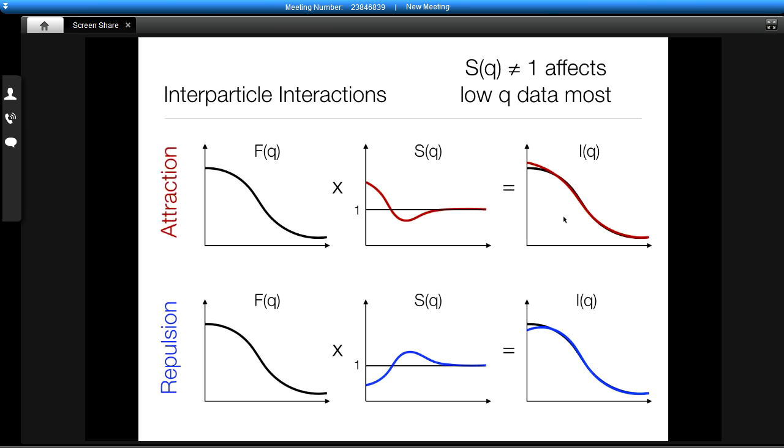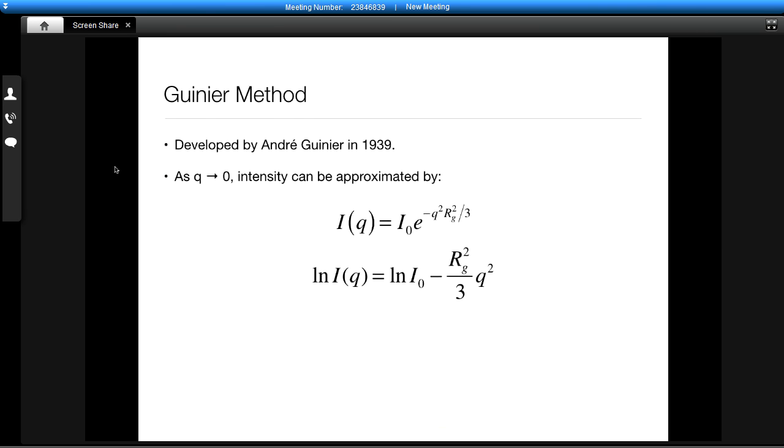So that's why we want to make sure that our structure factor is, in fact, 1 in all of our cases. In other words, we want to make sure that there are no interparticle interactions occurring within our solution. And this is probably one of the most important things when it comes to preparing your samples for SAXS data analysis.